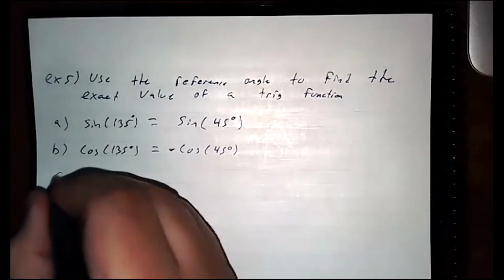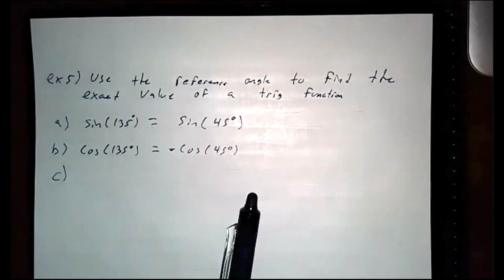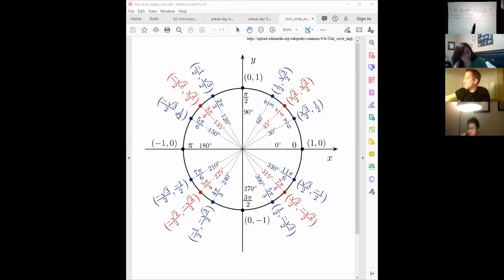Could you show the picture one more time for the cosine? Sure. There it is. So for cosine, you see how all the x values are negative, right? Since I'm doing cosine of 135, the reference is 45, so I can change it to cosine 45, but I need to put a minus in front because of this. If I don't, it would be wrong, because cosine of 45 is positive, right? Does that make sense?